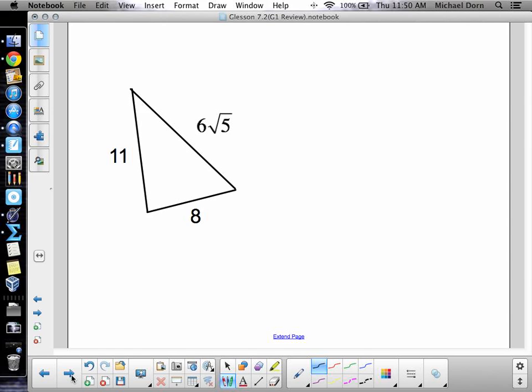Either way, that's the third side. Now, once we've got that, what do we do? How are we going to set this up?